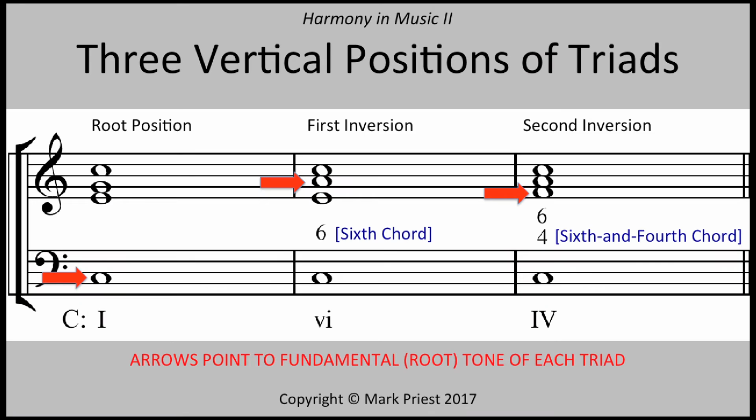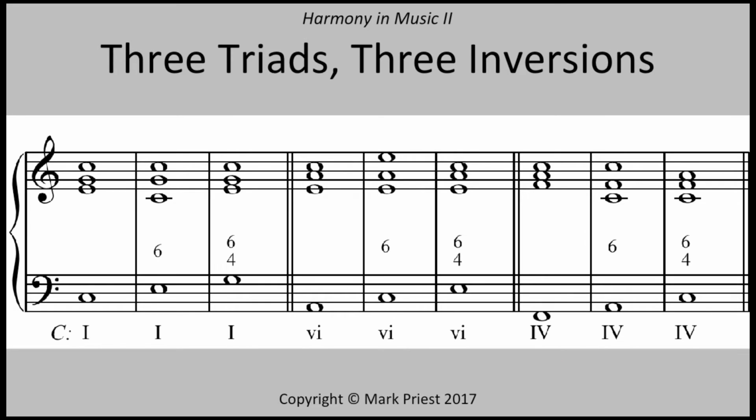The 3 vertical positions of a triad are root or fundamental position, first inversion, also called the 6th chord, or sometimes the 6-3 chord, and second inversion, also called the 6th and 4th chord, or simply 6-4 chord. Notice the Arabic figures and Roman numerals. Now those same 3 triads again, each shown in its 3 inversions. Observe the Arabic and Roman numerals.